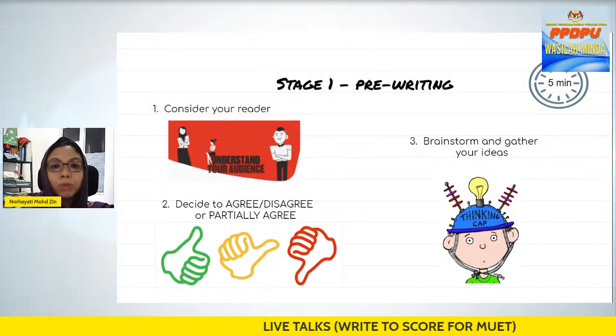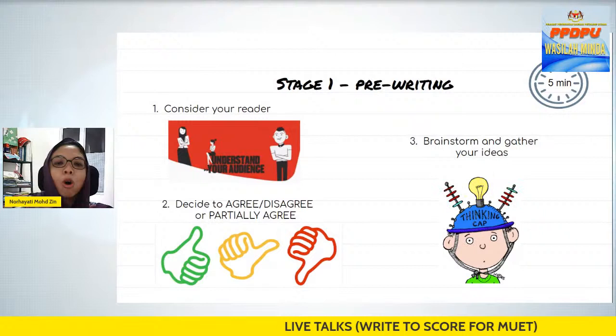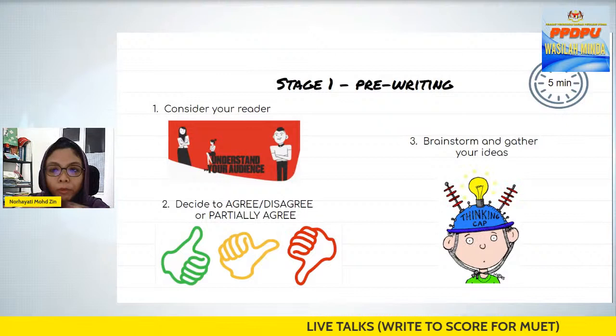So make sure that you sit down and have a clear idea who your reader is. Number two, I have informed this just now, make sure that you have a clear stand. Agree, disagree, or partially agree. Okay, agree, disagree, or partially agree. And then you brainstorm and gather your ideas. That means within these 5 minutes, try and do this.